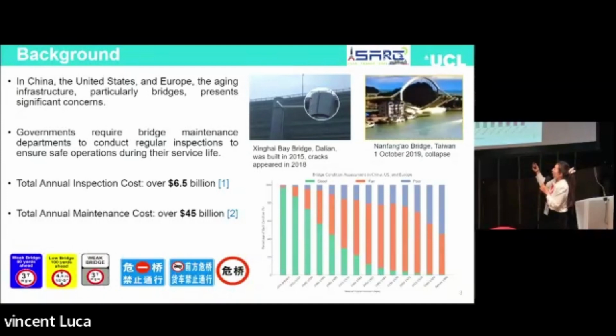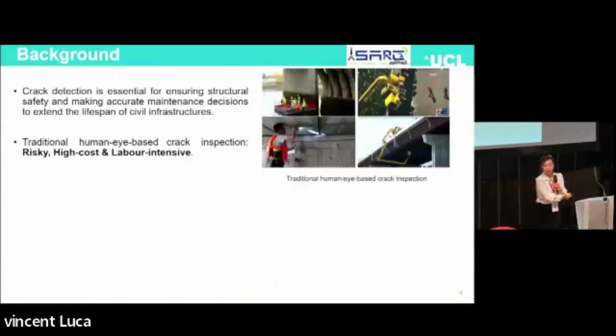This image also shows there are many aging infrastructure assets, especially bridges, in fair and poor condition. So that's a significant research area we have to focus on. When we focus on inspection, crack detection is essential for ensuring structural safety and making accurate maintenance decisions before the disaster happens, before the accident happens.